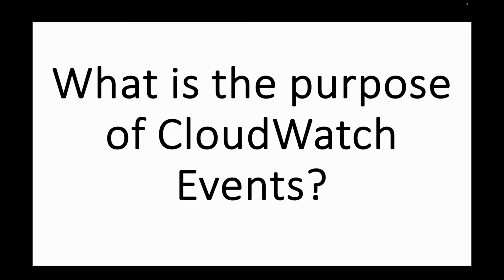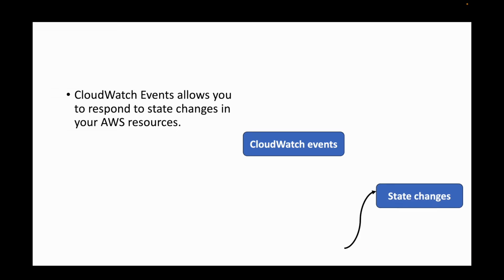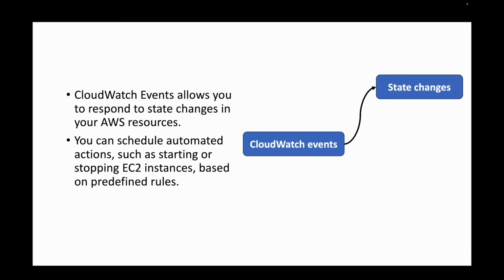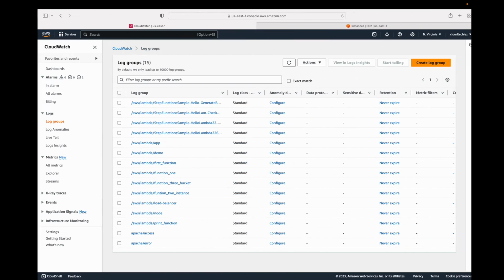The next question we have is, what is the purpose of CloudWatch events? Now, CloudWatch events helps you to monitor any state changes in your AWS resources. When I say state changes, it could be starting an instance, stopping an instance, or creating an S3 bucket. Any changes you want to monitor, you can make use of your CloudWatch events for that. With this, you can schedule automated actions like starting certain instances, stopping certain instances. All those things can be done with your CloudWatch event.